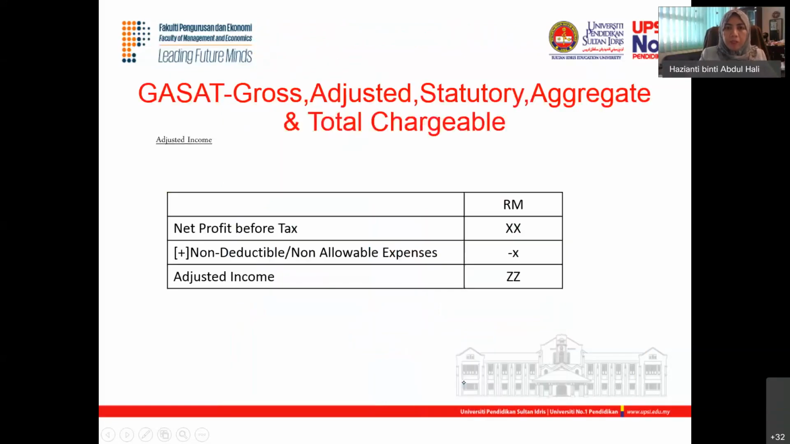Okay. Alright, this is the basic format for our business income. So we will start with net profit before tax. This will be our gross income. And also the adjustment. So today we want to look at this one, the non-deductible and non-allowable expenses. Okay, so we have two types. One, non-deductible, the one that you cannot deduct. And also the non-allowable expenses, expenses that are not allowed to arrive at adjusted income. Okay, so basically we have gross income, adjusted income, statutory income, and also aggregate income.